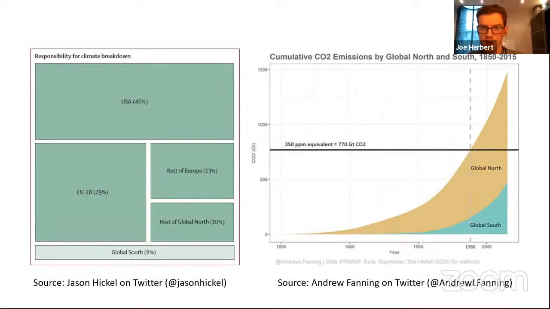And then on the right-hand side, again, this is mapped over time. So you can see when these emissions have occurred and how they've accumulated and gone past that 350 parts per million threshold. And again, you can see the vast disparity there between the global north and global south. So again, another indication of the colonial dimensions of climate breakdown and ecological crisis more broadly.